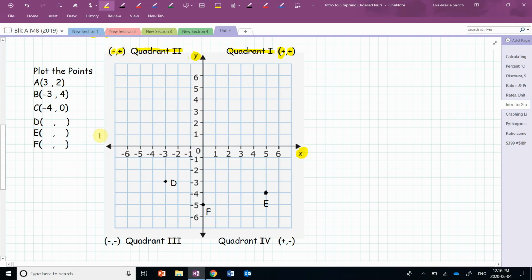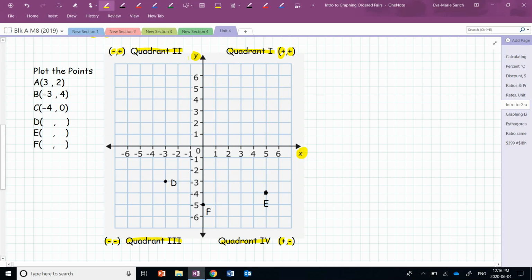If we continue around counterclockwise, we're going to hit quadrant 3. And quadrant 3 is where x's are negative and y's are negative. You can see the ordered pair there is negative and negative. And then our last quadrant is quadrant 4, and this is where the x's are positive and the y's are negative, so positive and negative.